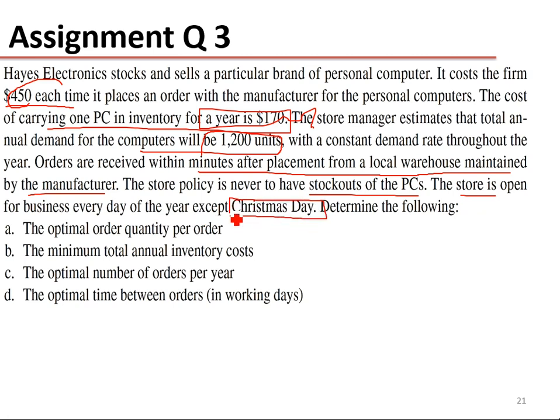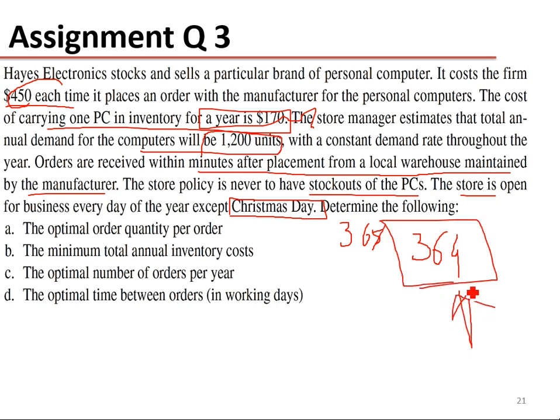That means how many days in a year? It is not 365, it becomes minus 1, that means it becomes 364 days. So we have to keep in mind that in a year there are 364 days. So we have to find the things.